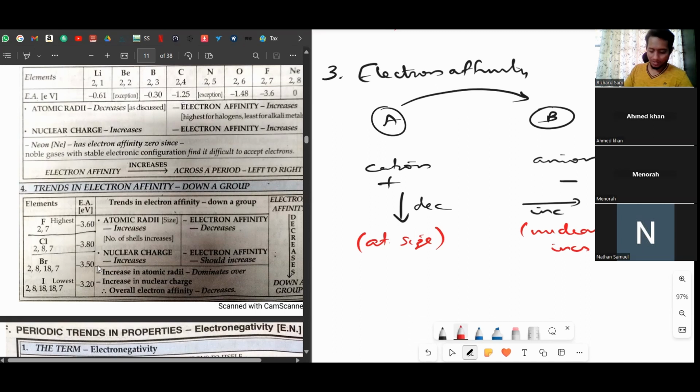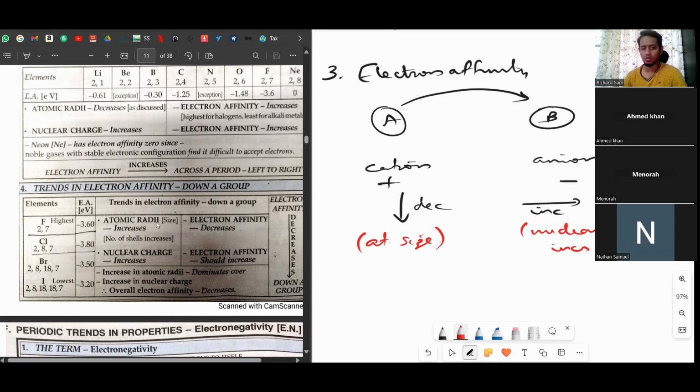Chlorine. Yeah, that's an exception again, only chlorine. Here you can see more, minus 3.6, minus 3.8, it increased, but then after that, it's decreasing. So generally the trend is as you go down the group, electron affinity decreases, but again there are some exceptions.